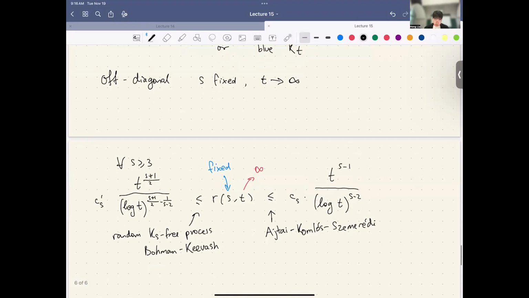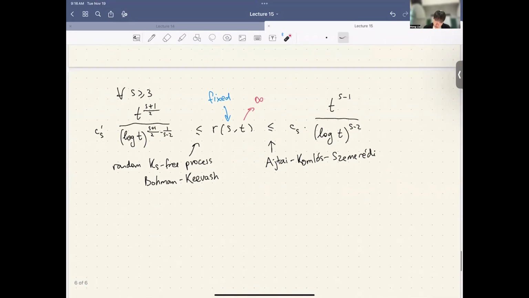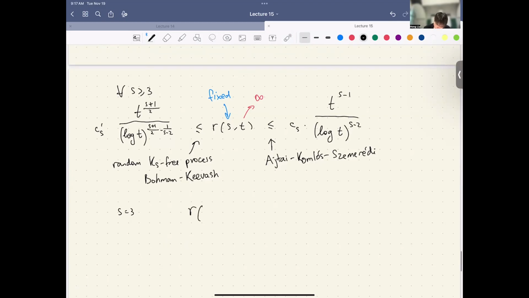All right. Forget about this lower order term, just look at the polynomial. There is a gap when s is at least 4. When s is 3, everything is known. When s equals 3, this is the triangle Ramsey R(3,t), which is of order of magnitude t squared over log t. Even the power of log is known in this case.